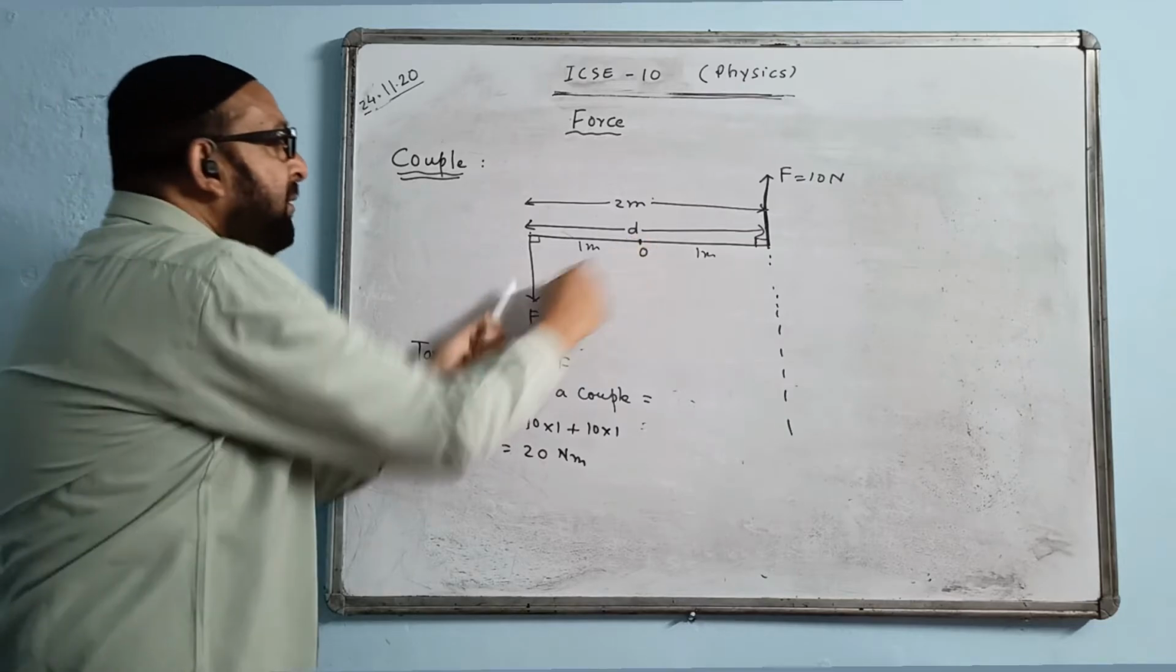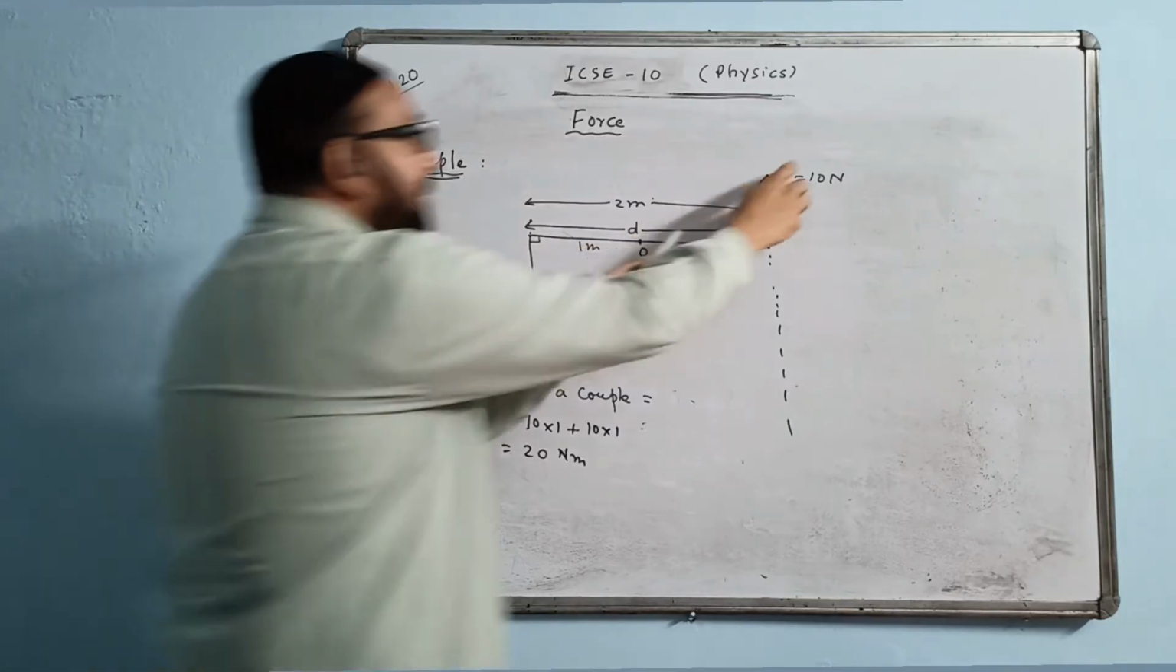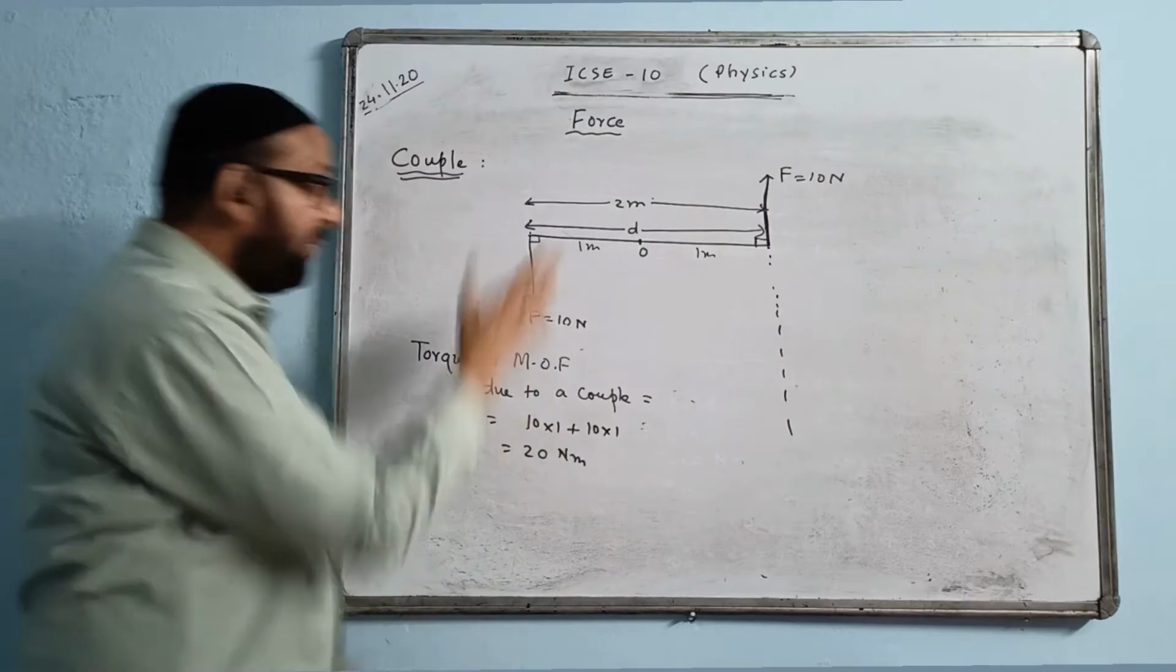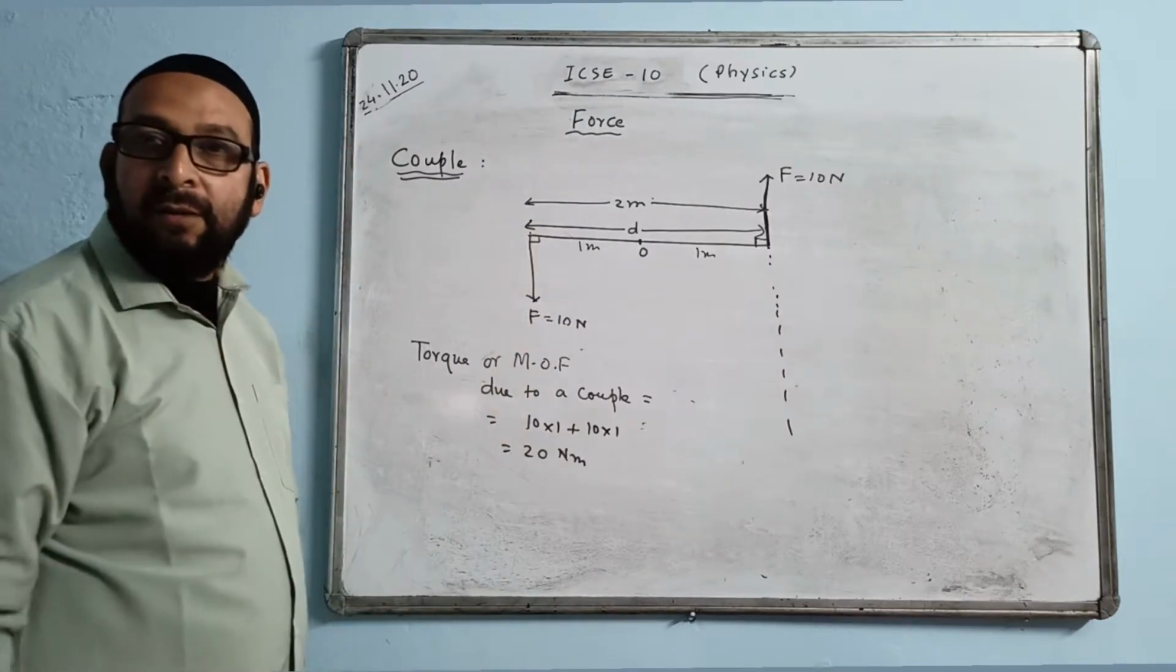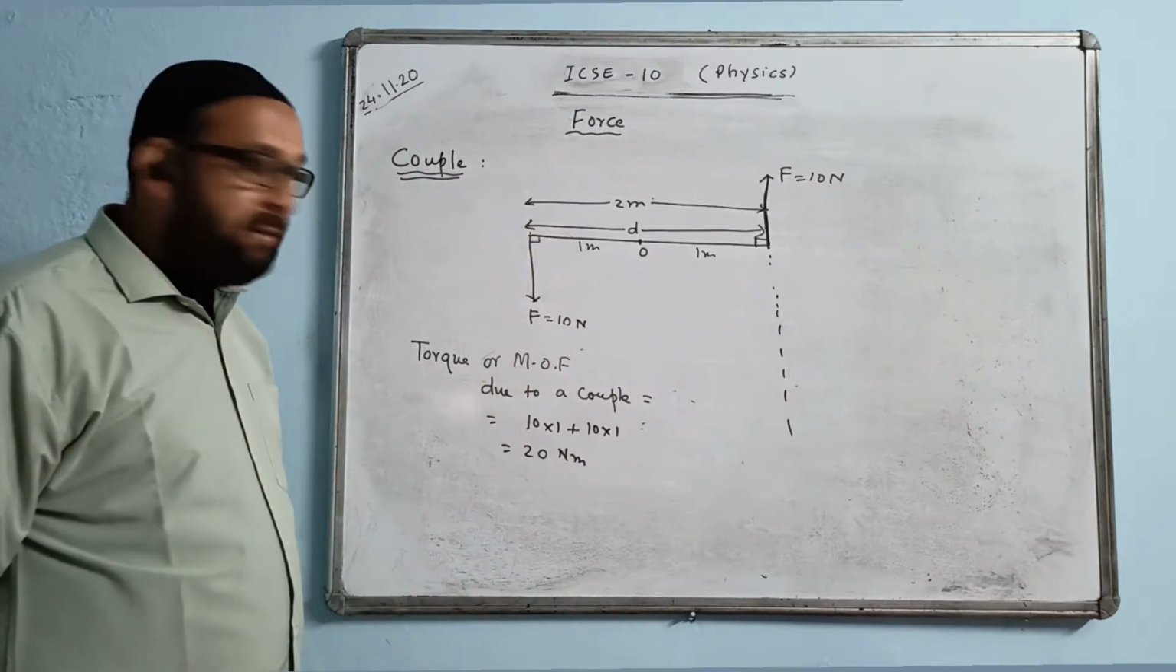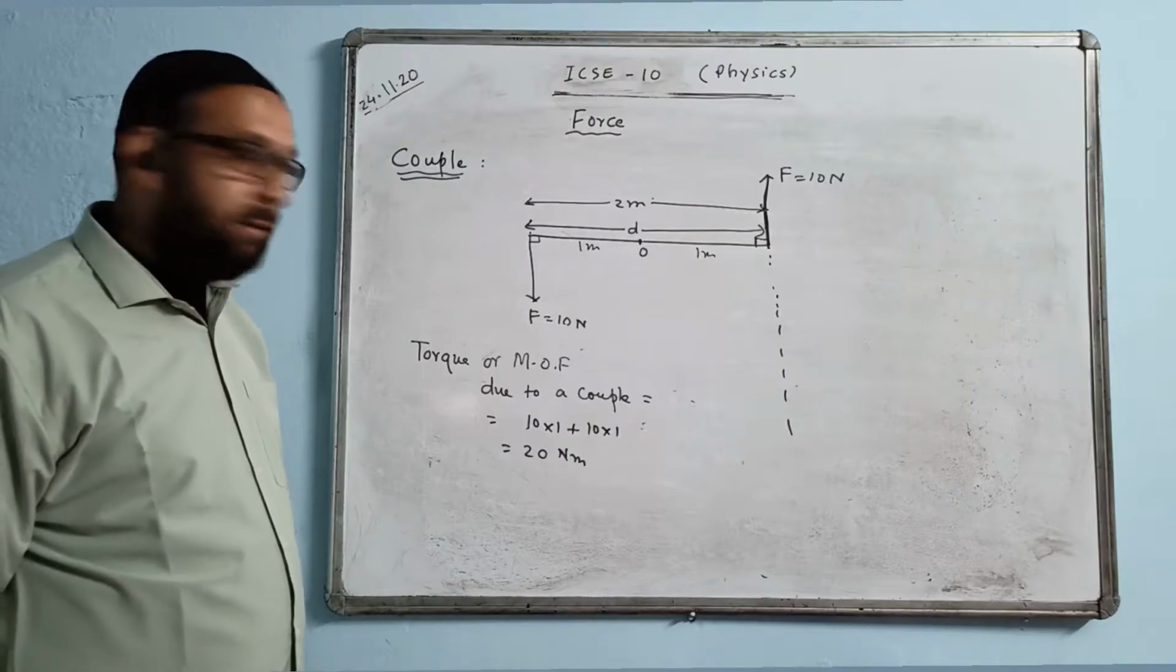So if you take part wise, then you have to take that force multiplied by the distance, this force multiplied by this distance, and add them, because they are producing rotation in the same direction. For same direction we are adding them. The answer is coming 20 Newton meter.